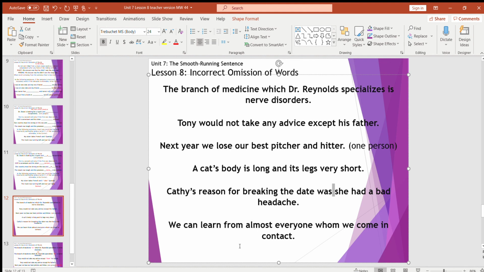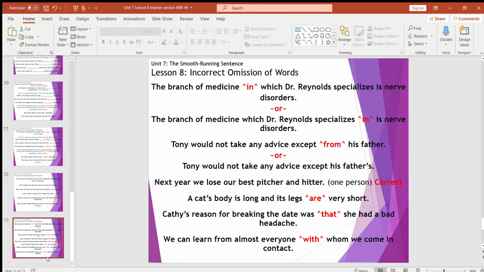And we can learn from almost everyone whom we come in contact. Sounds like a preposition missing again. Which one should it be? With whom we come in contact, or whom we come in contact with. You can put it at the end too.